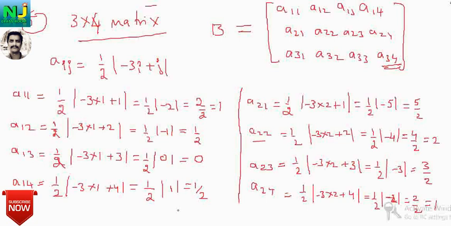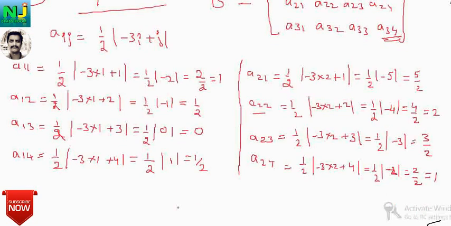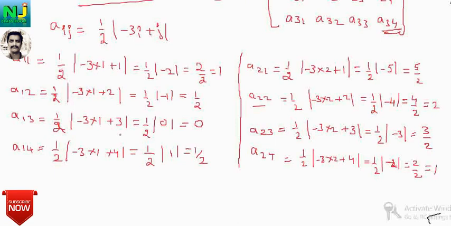We go for the third row elements. What are the third row elements? A31, A32, A33, A34 are the third row elements. So A31, look here, I am changing color. A31 is equal to 1 by 2 minus 3 into 3 plus 1.